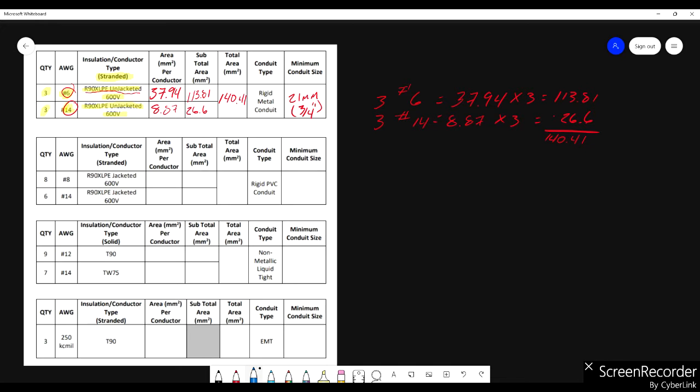So number 8s. Well, per conductor, it's going to give me 35.78. So I'll just write that in here. 35.78 for number 8s. And then for 8 of them, if I stay on the same table 6C and just scroll across till I have 8 conductors, I'll see that would occupy 286.28. And then for my number 14s, well, individually they're 13.33.